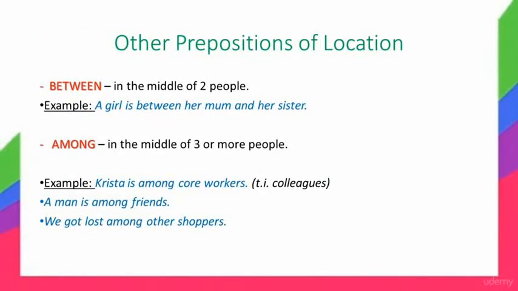Let's have a look at some other prepositions of location. Between, in the middle of two people or things. For example, a girl is between her mom and sister. Among, in the middle of three or more people or things. Krista is among co-workers. A man is among friends. Or we got lost among other shoppers.